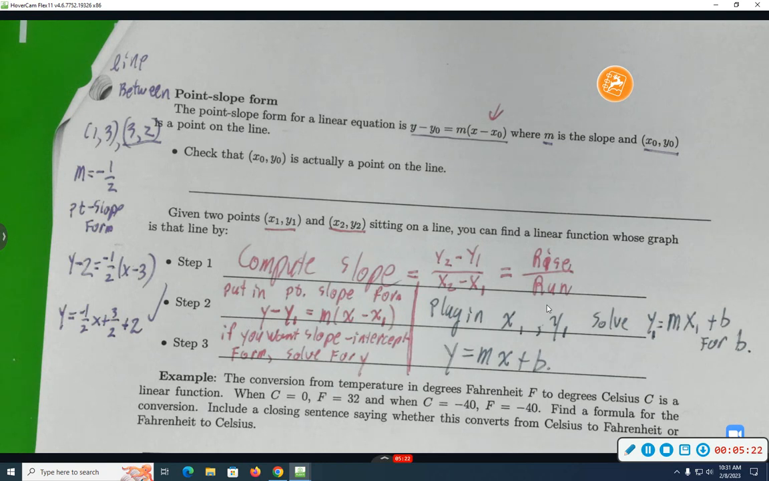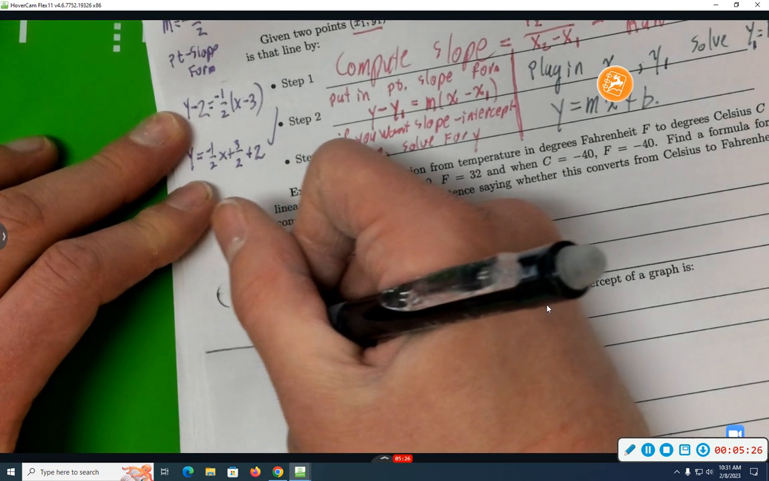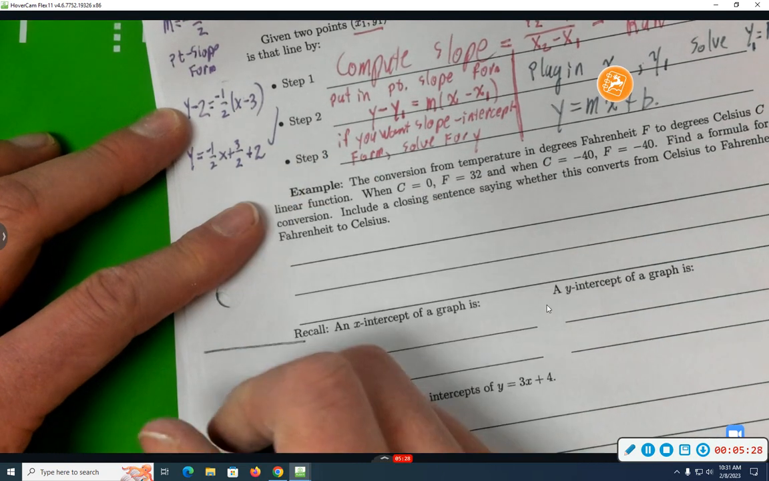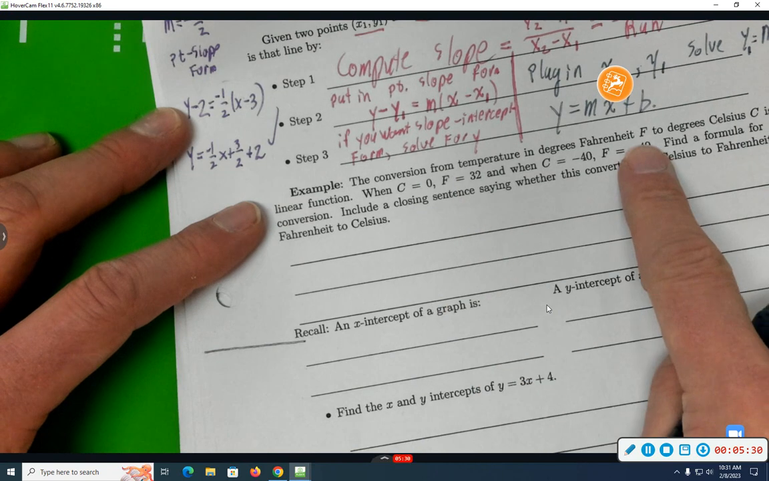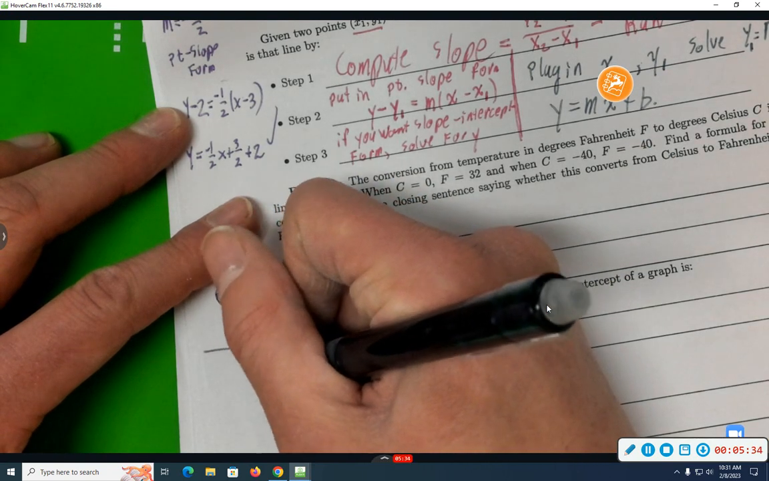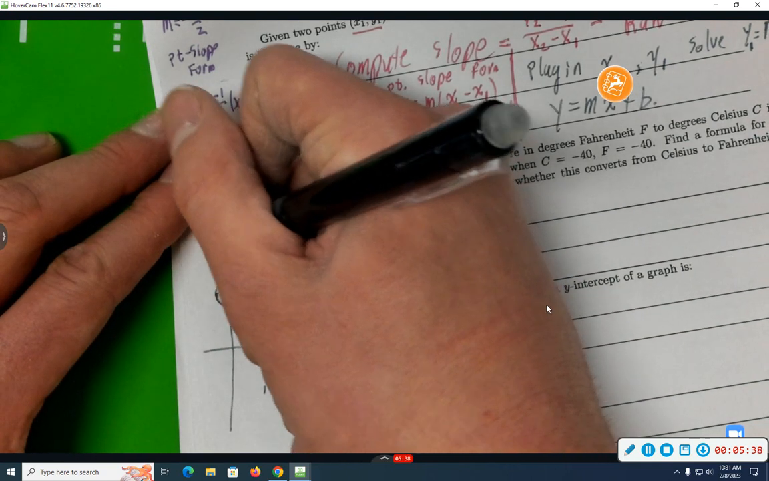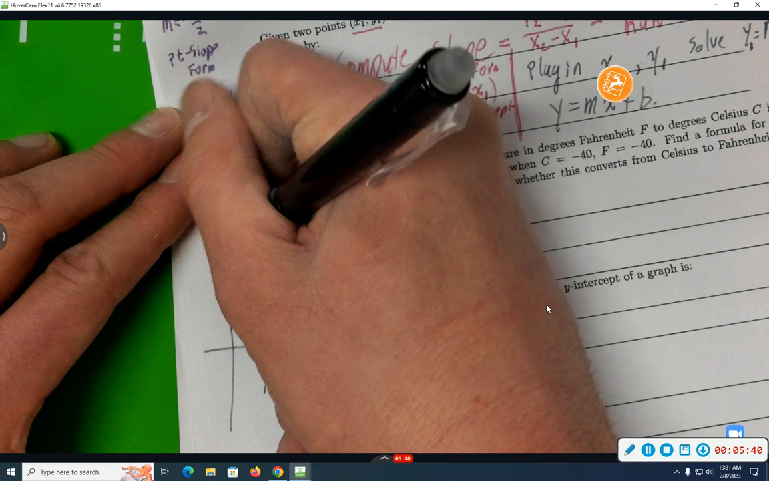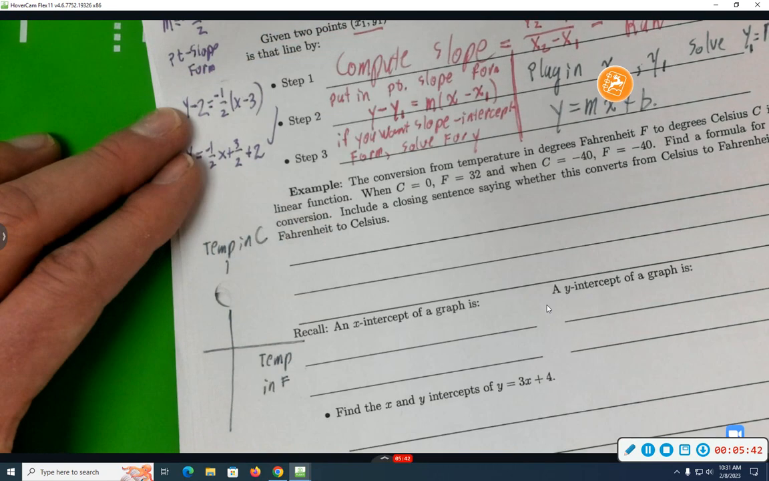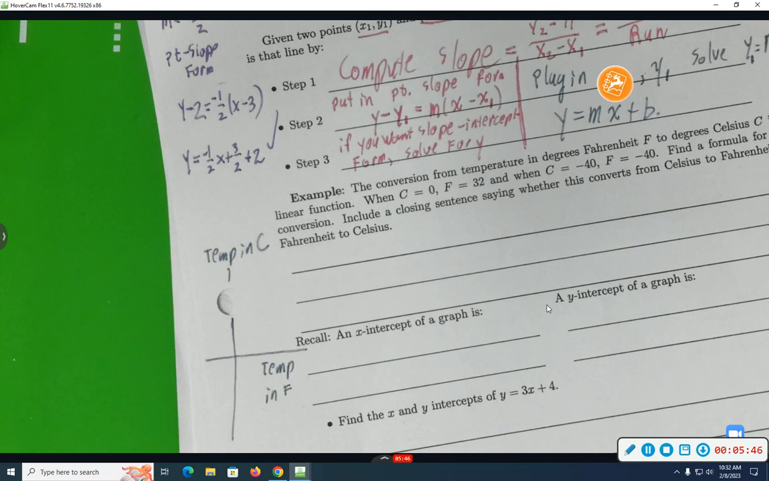So I want to think of this as follows. I want the input, the x value, to be the temperature in Fahrenheit, and I want the output, the y value, to be the temperature in Celsius.